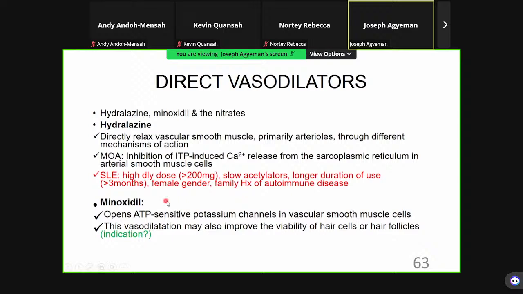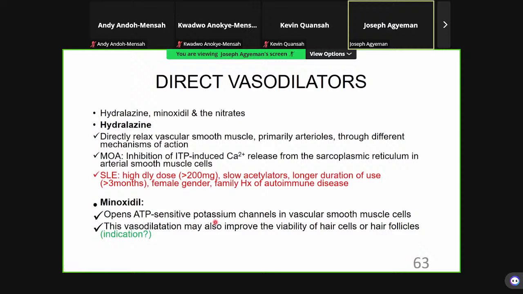Minoxidil. How does minoxidil cause vasodilatation? In vasodilatation, you don't care about the mechanism. All that you need is the muscle should relax. The smooth muscle of the blood vessel should relax. Whatever mechanism that will lead to that, we don't care. Once it relaxes, we get vasodilatation. Hydralazine did so by antagonizing calcium release. Minoxidil will do that by what? Causing the ATP-sensitive potassium channel to open.